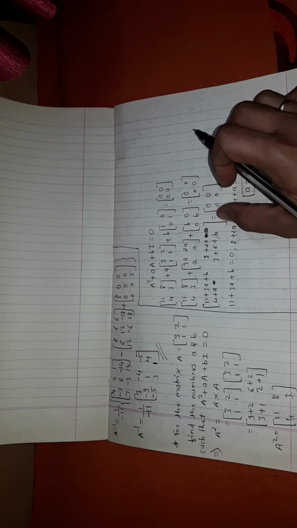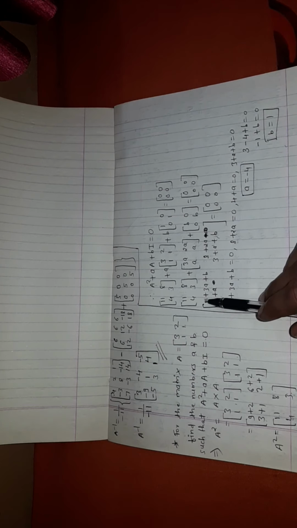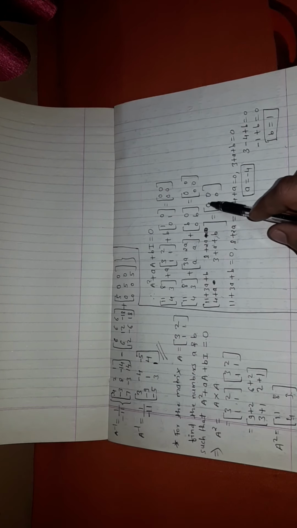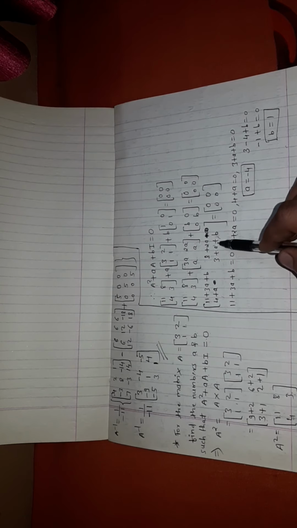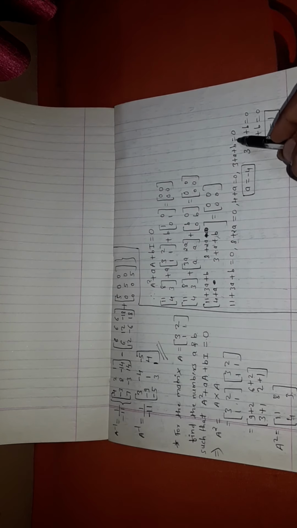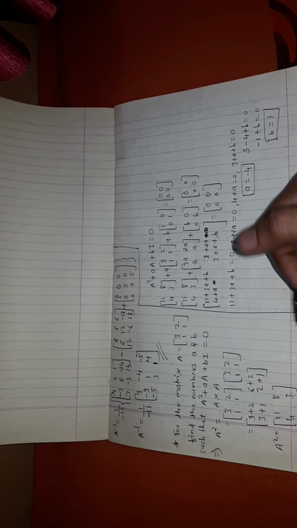Equal sign is there. So whenever between two matrices there is an equal sign, we have to equate their corresponding elements, meaning 11 plus 3a plus b is equal to 0. 8 plus 2a is equal to 0. 4 plus a is equal to 0. 3 plus a plus b is equal to 0. Among these, you can simplify any two equations which will give the a and b values.